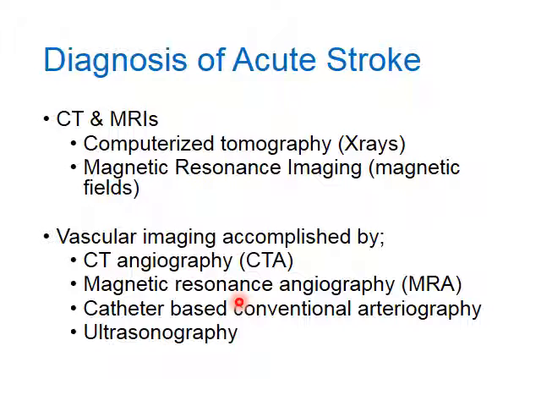But this is why we do it. We basically rule out hemorrhagic stroke immediately. Okay, and then we do some other imaging to try and figure out what to do next.